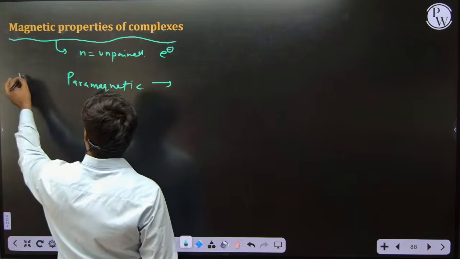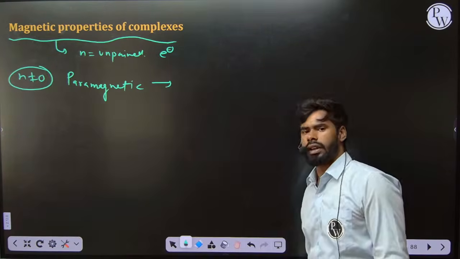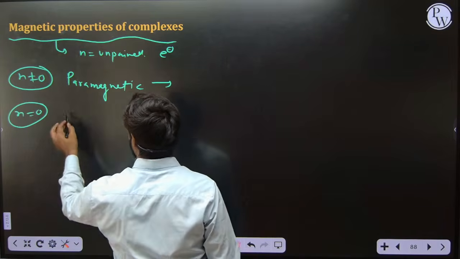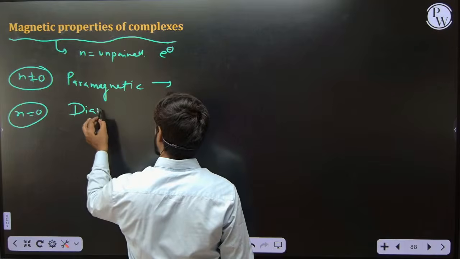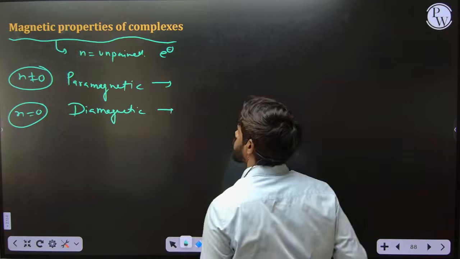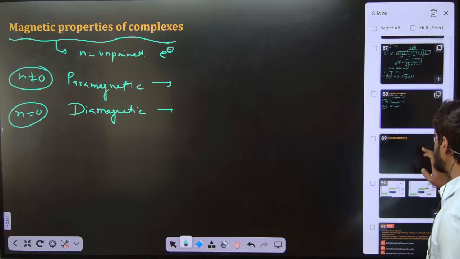If n is not 0, then we can say it is a paramagnetic species, and if it is 0, then we can say it is a diamagnetic species. So this is the same as what? D block complexes, D block compounds.